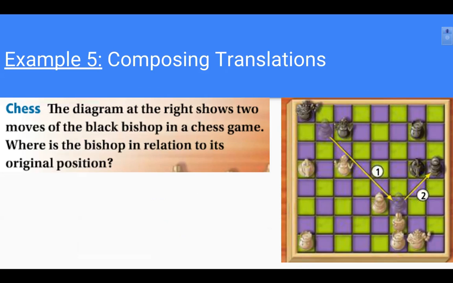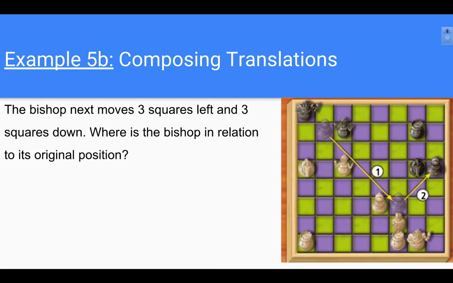So let's take a look at the last one. The bishop moves 3 squares left and 3 squares down. Where's the bishop in relation to its original position? Once again, the original position is where we started. If we pick up where we left off and apply the translation rule, we will discover where it's located from its original position. So go back and use the position (6, -2) to find out where our new position is located. Pause your video and come back and check your answer when you're done.